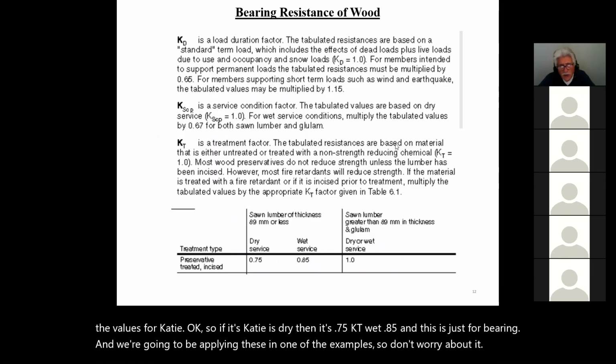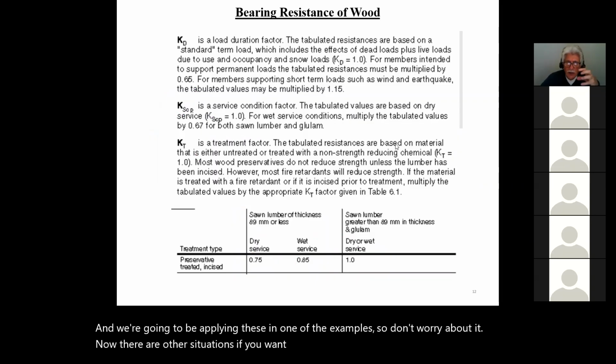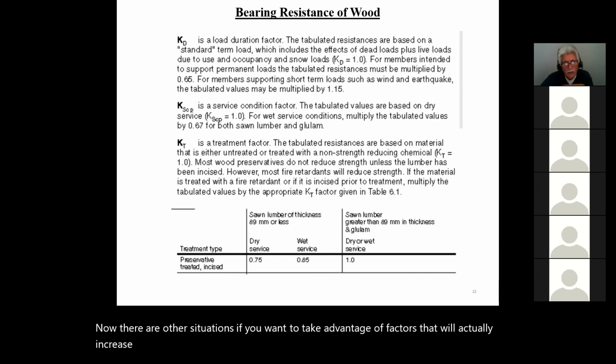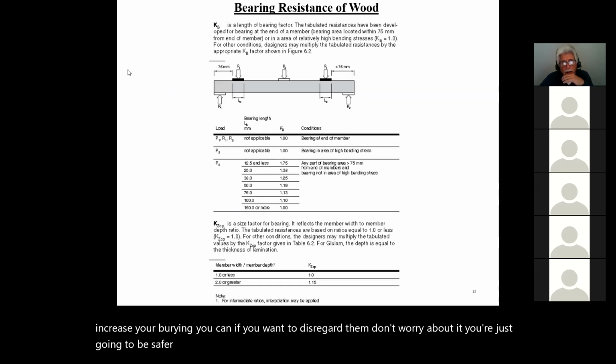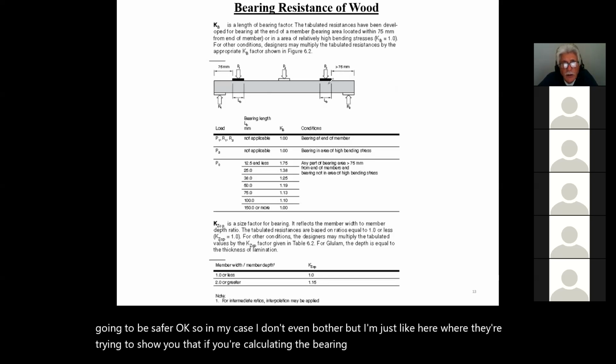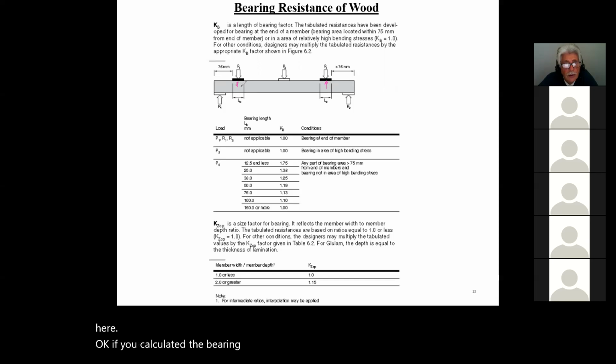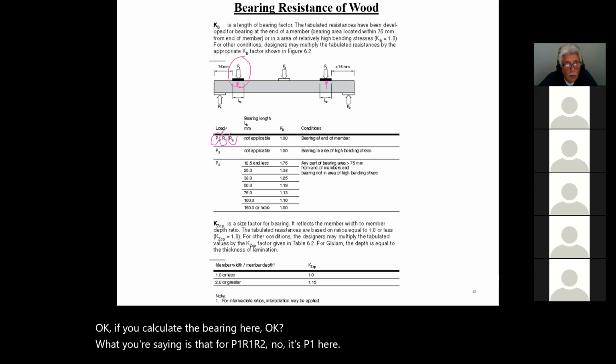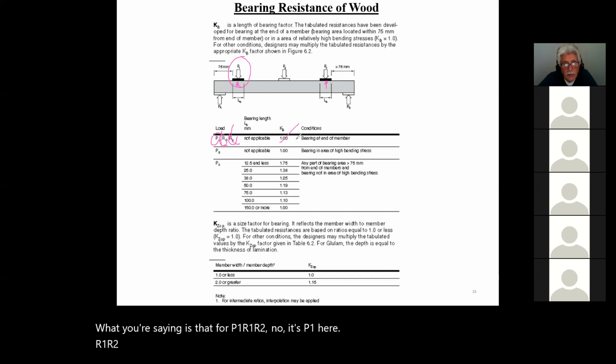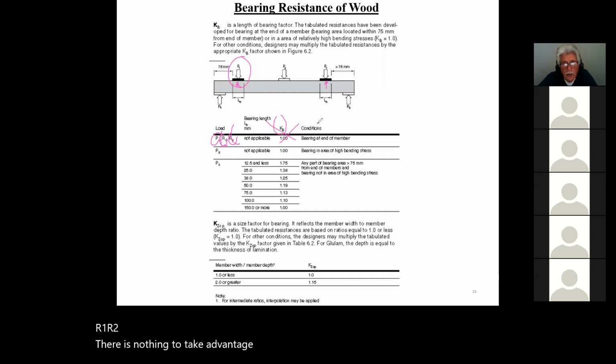Now, there are other situations. If you want to take advantage of factors that will actually increase your bearing, you can. If you want to disregard them, don't worry about it. You're just going to be safer. So in my case, I don't even bother, but here what they're trying to show you is that if you're calculating the bearing here, for P1, R1, R2, there's nothing to take advantage of. The KB value is 1.0.